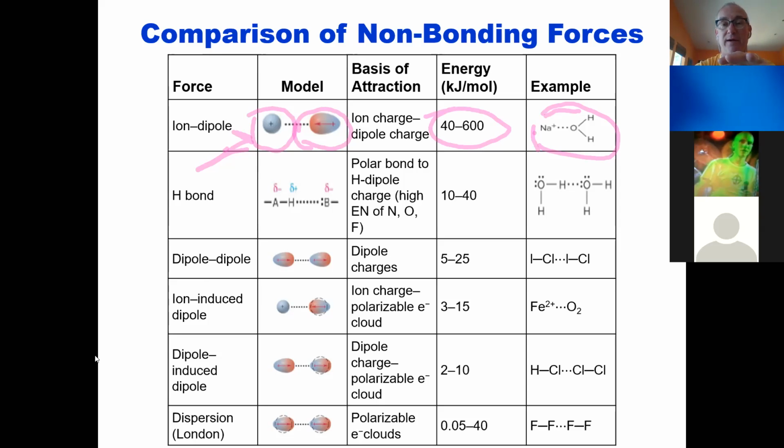Next is the hydrogen bond, and the hydrogen bond is probably the most important. If any of you are becoming biochemists, and I hope some of you do, the hydrogen bond is probably the most important biological bond there is.